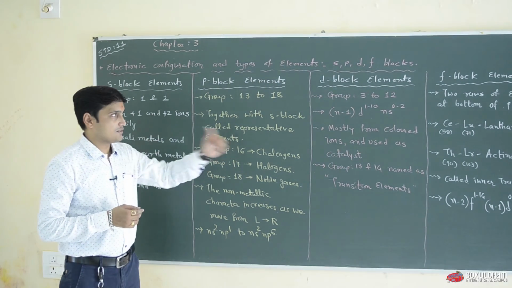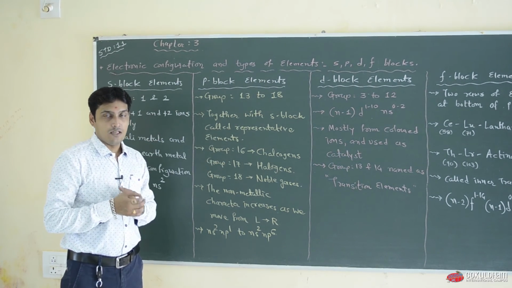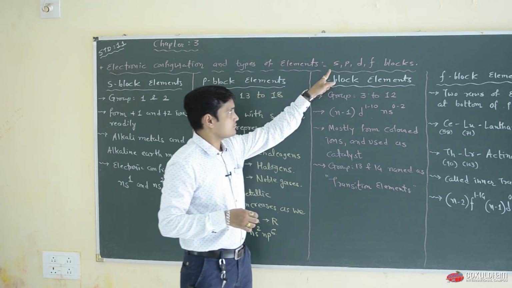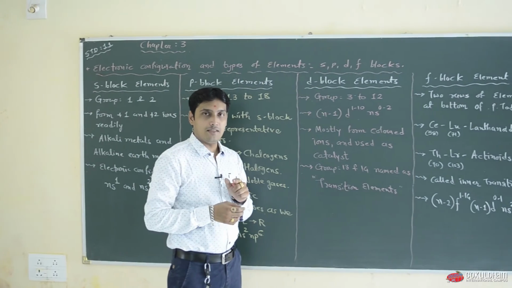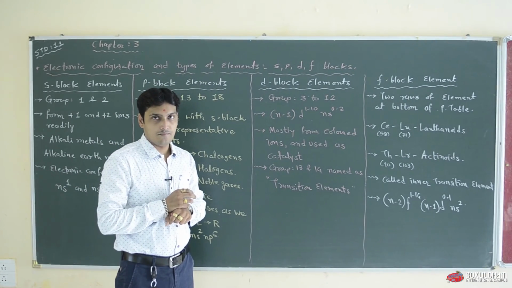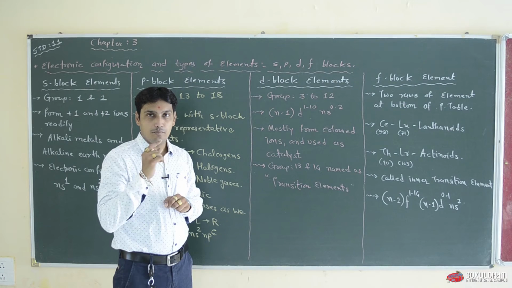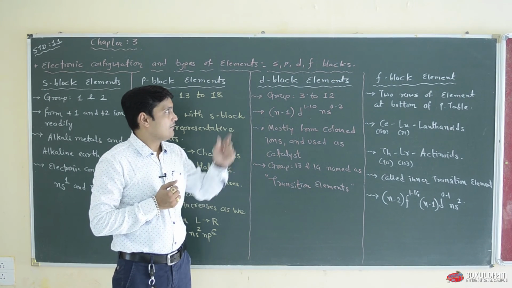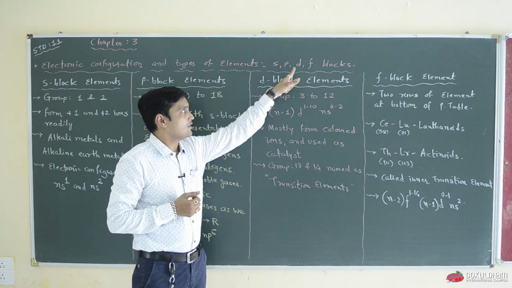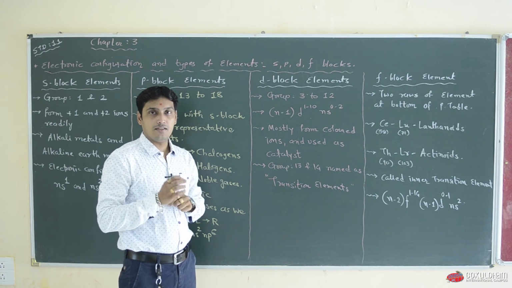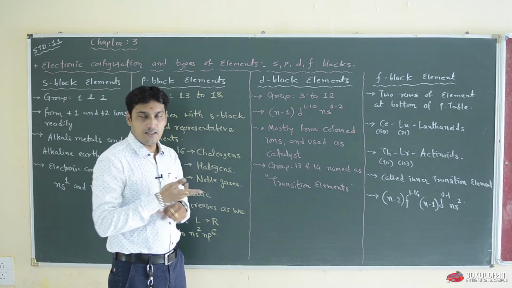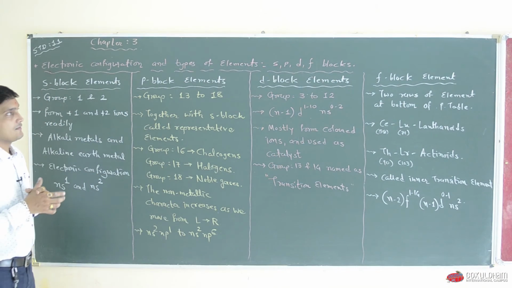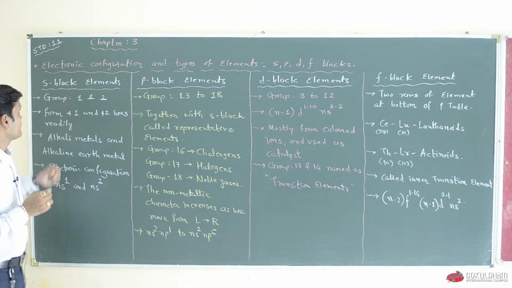How can these blocks be classified? When the last electron is added into the s orbital, those elements are known as s block elements. When the last electron is added into the p orbital, those elements are known as p block elements. When the last electron enters the d orbital, those elements are known as d block elements, and the same for f block elements. We are going to study these 4 blocks in detail.